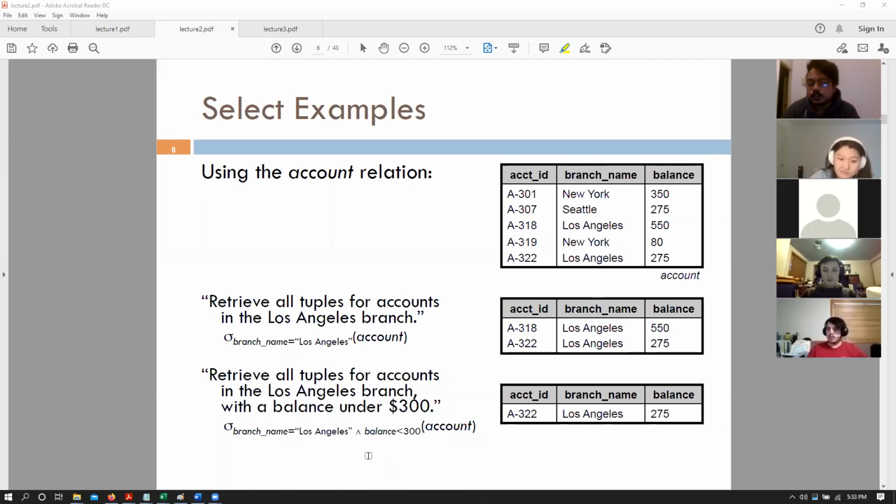Okay. And we could also have more complicated predicates as well. So for example, select all the accounts that are in Los Angeles and have a balance less than 300. So we can also apply those predicates as well. Remember that these predicates are being imposed in terms of their attribute names. So we have branch name, our attribute name needs to equal Los Angeles, and our balance attribute name needs to be less than 300.